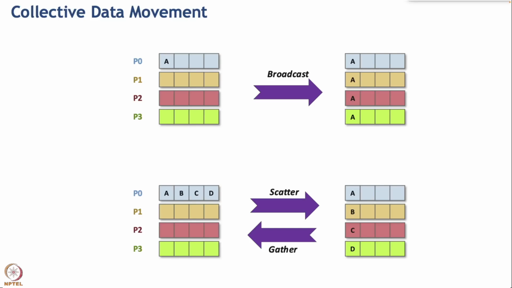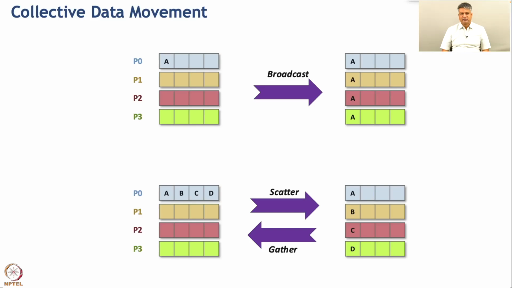We had talked about functions like MPI broadcast, MPI scatter, gather, MPI all gather, and so on and so forth. So today we will look at a few examples of how these are used practically. We had discussed the collective data movement.